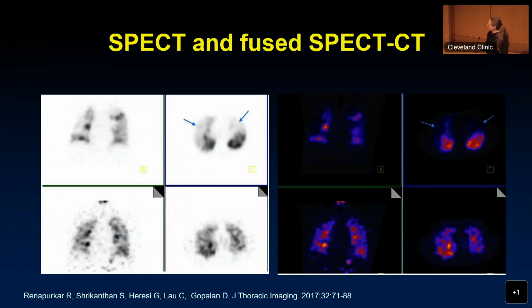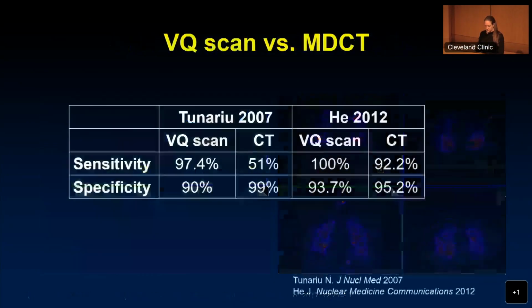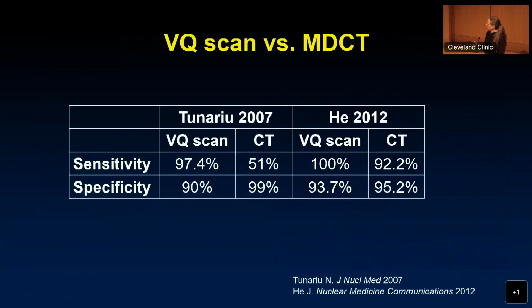SPECT VQ is a little bit more sophisticated than the planar VQ that I just showed you, in that you can get three-dimensional images. It's a bit more sensitive for detecting perfusion defects. It's preferred in the European guidelines. There used to be a thought that CT wasn't as sensitive for detecting CTEPH, that VQ really was the gold standard for detecting it. As techniques have gotten better, both of these techniques are coming closer together as screening tests for figuring out if a patient has CTEPH or not.